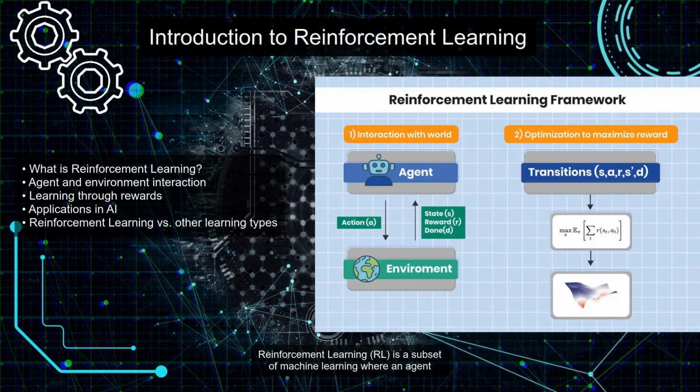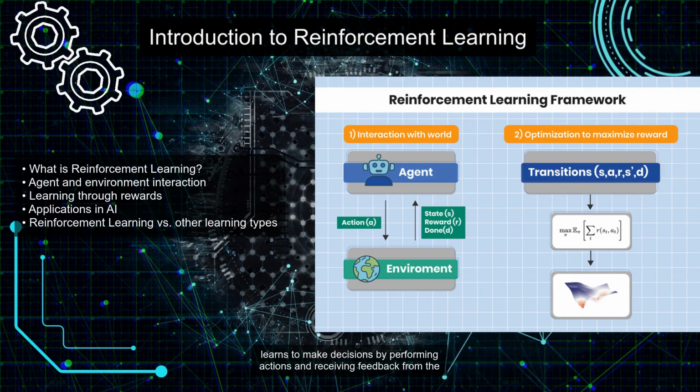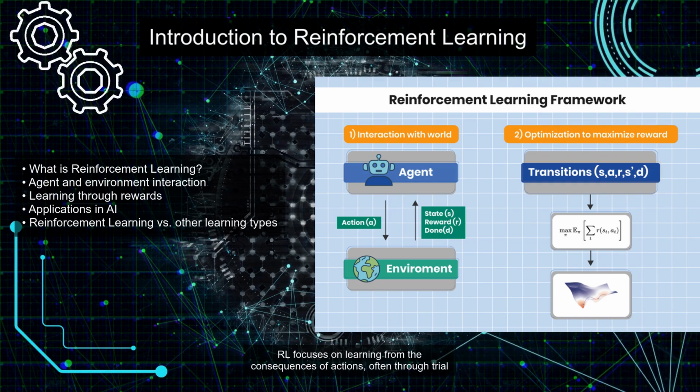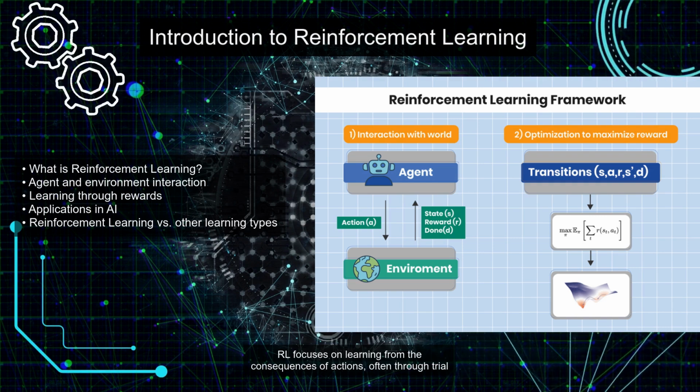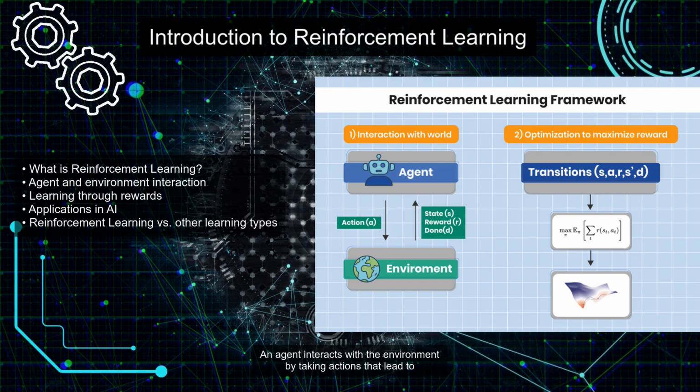Reinforcement learning, RL, is a subset of machine learning where an agent learns to make decisions by performing actions and receiving feedback from the environment. Unlike supervised learning, where the model learns from a labeled dataset, RL focuses on learning from the consequences of actions, often through trial and error. The core idea is to maximize cumulative reward over time.